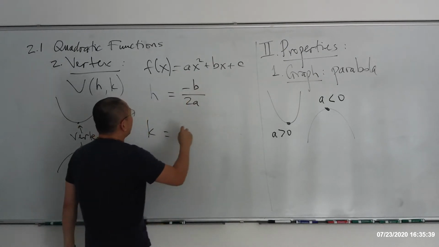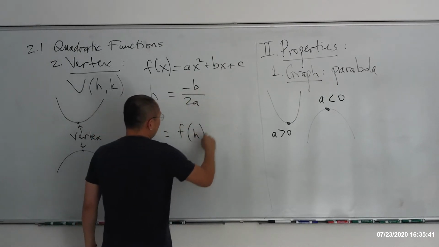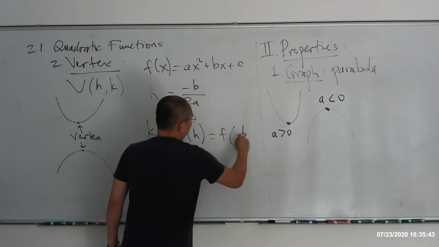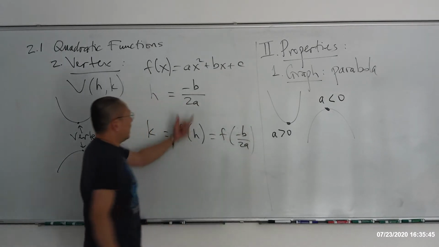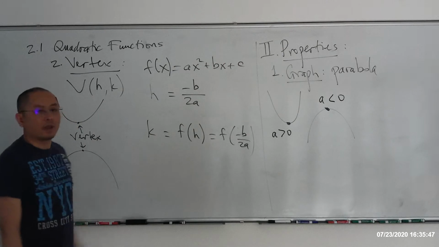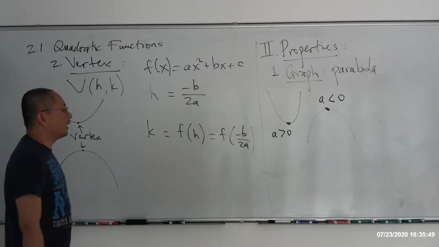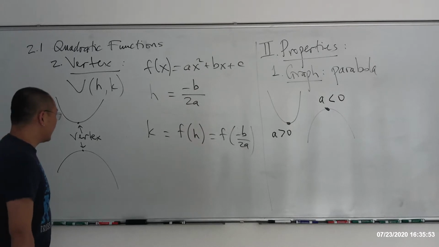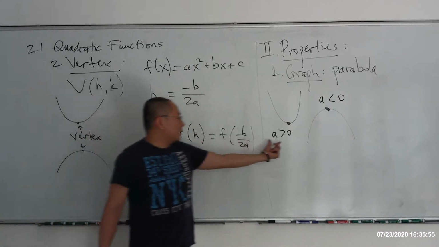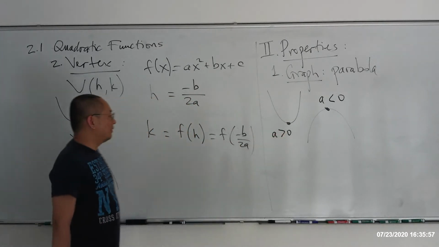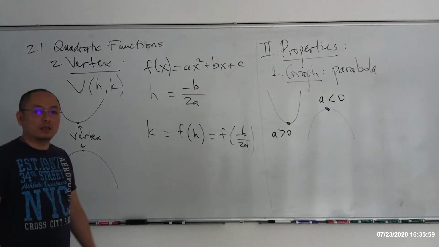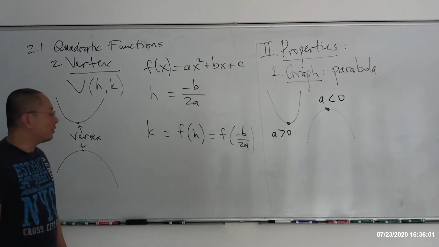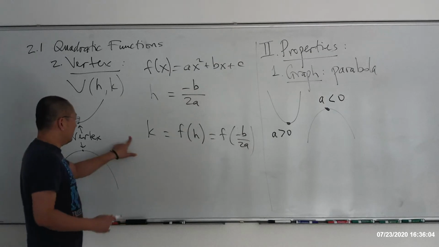So k is equal to f of h, or f of negative b over 2a, because h equals negative b over 2a. Then you have k. You find the two coordinates of the vertex. All right? And depending on the sign of letter a, you will know that value k right here is either the maximum or the minimum of the parabola.